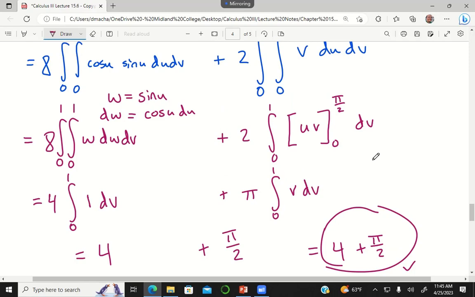All right, you guys. Any questions about that one? Got a neat little parametric surface integral.